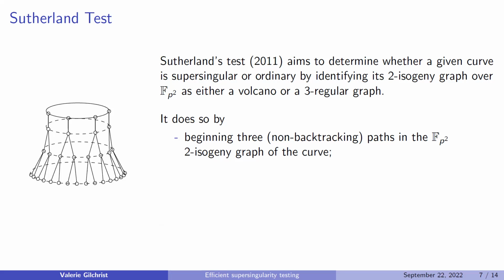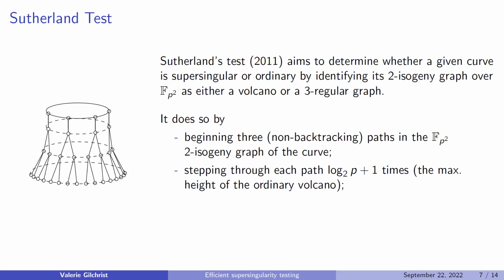So we begin our 3 non-backtracking paths, and we're going to take log2 p + 1 steps through each path. We do this because that is the maximum height of the volcano. And so if we've taken this many steps in all of the paths and we have not hit the floor of the volcano, then you know you're in the supersingular graph. Obviously, if you hit the floor sooner, you can terminate the algorithm and know that you started at an ordinary curve.